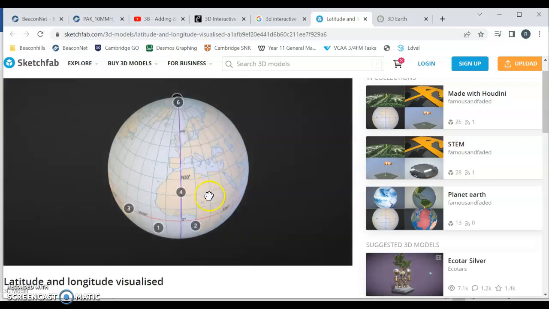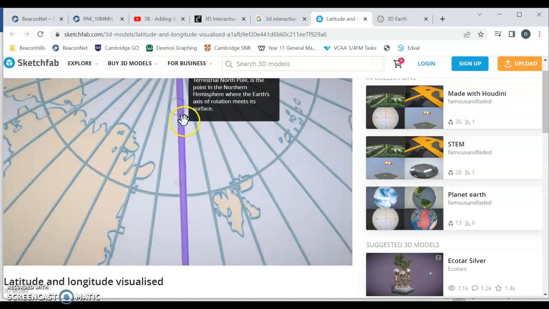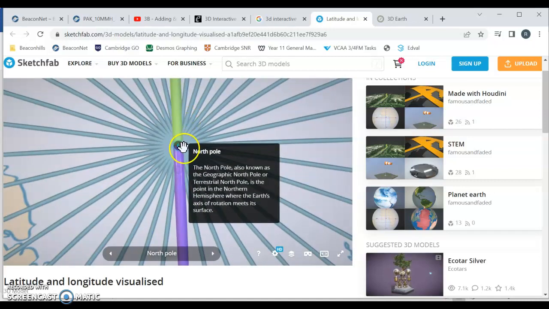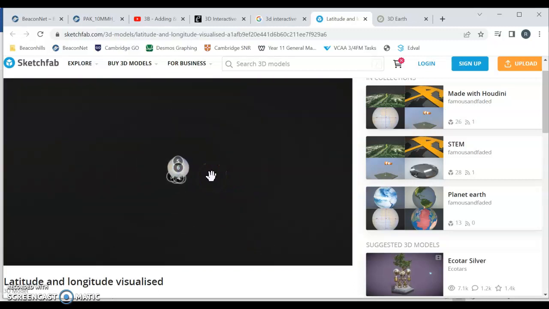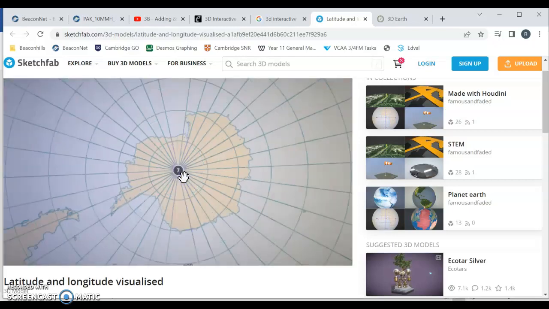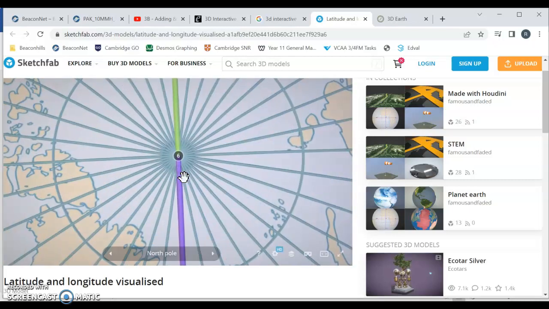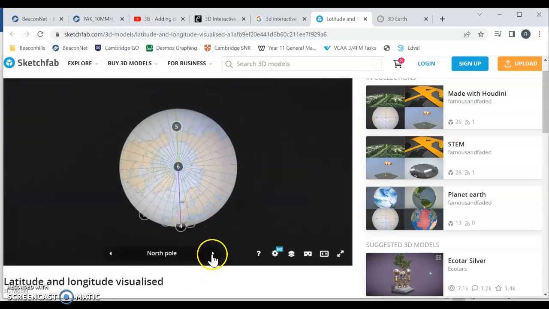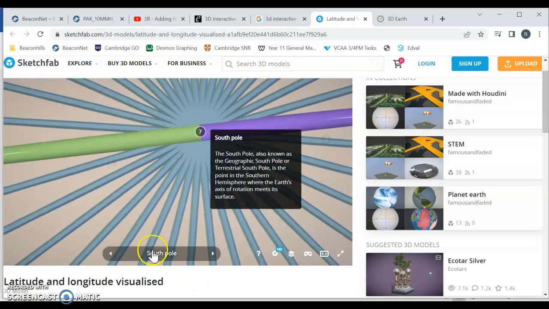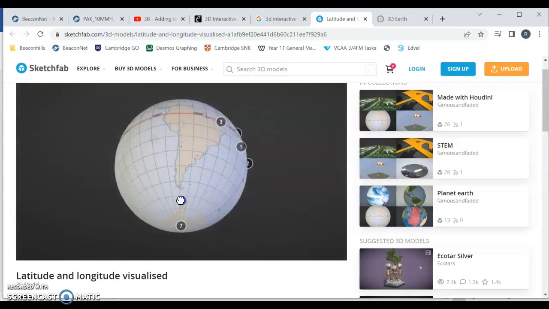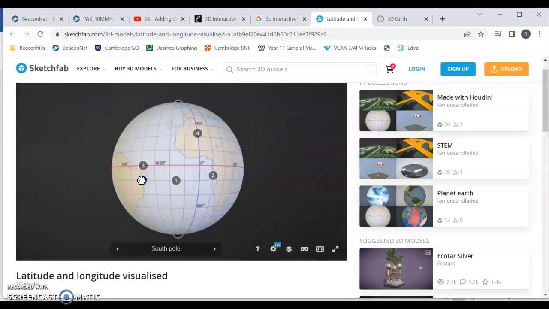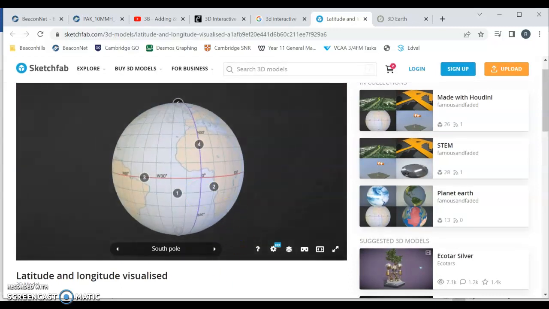So first of all, at the top we've got our North Pole, okay? And then, sorry, it's very sensitive. At the bottom we've got the South Pole. And there we go, and I can rotate her orientation back to being correct.